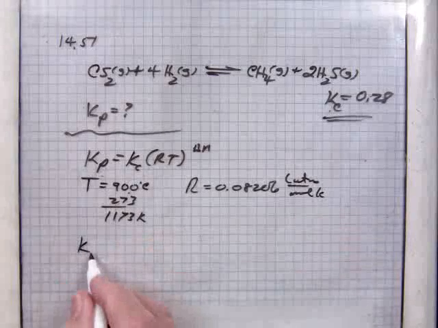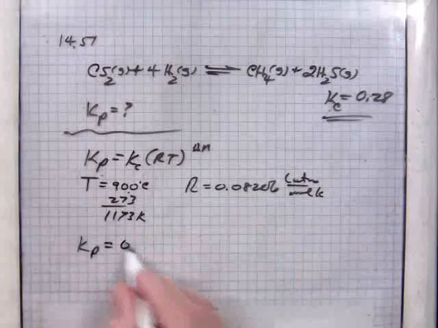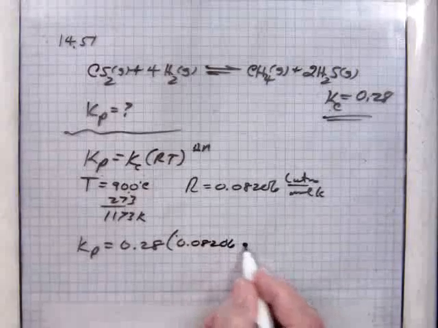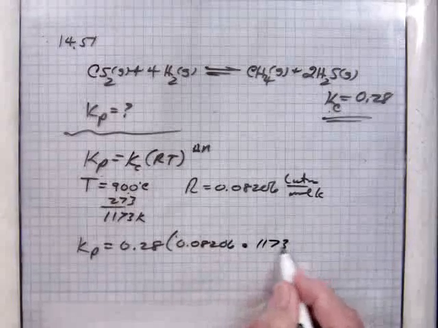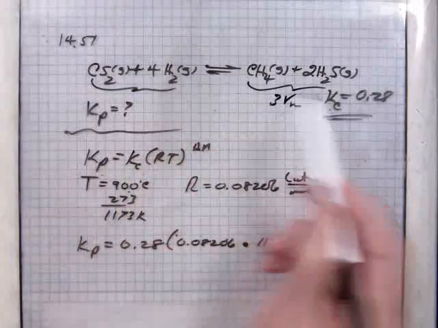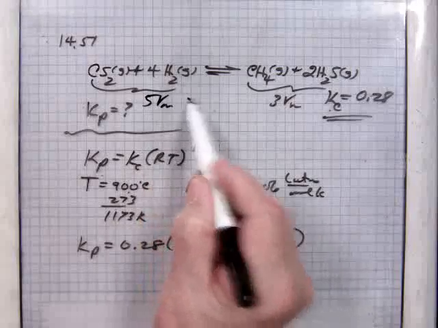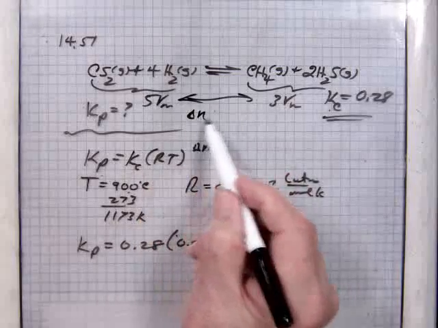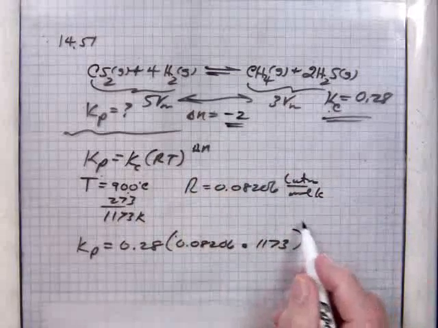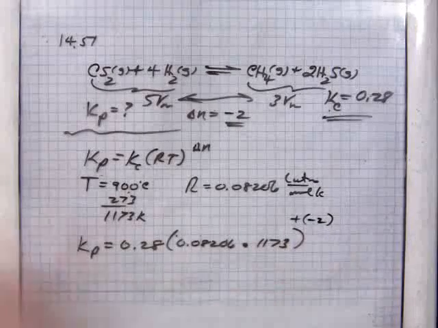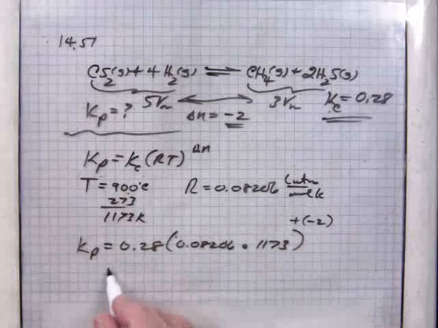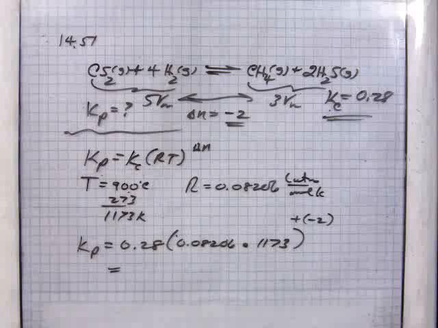So Kp now is equal to 0.28 times 0.08206 times 1173, and the change in molar volumes: this is 3 VM, and this is 5 VM. So between these two, we have a delta N equals a minus 2. So that's what you have to put up here, a plus, a minus 2, because this was the Kp expression. Okay, so punch it in the calculator and plug and chug, so to speak.